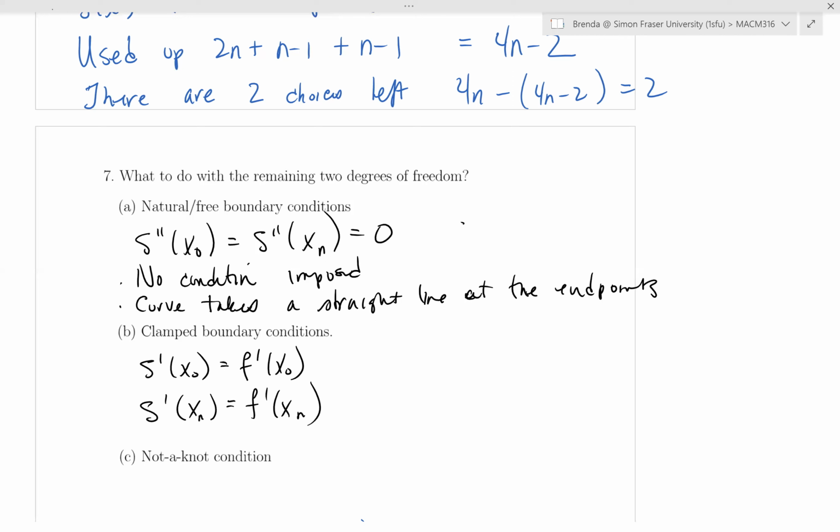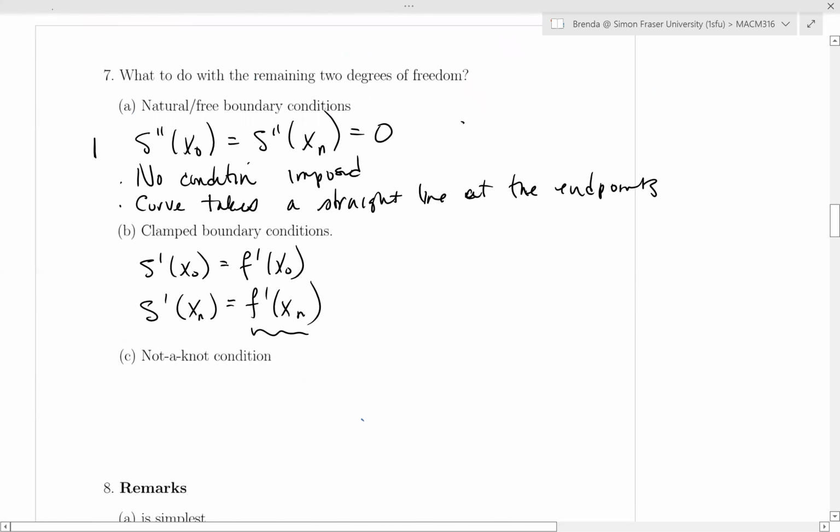Okay, that forces this line to take a specific direction at the endpoint. This is not as useful a choice in the sense that you now need to know the derivative at your interpolating points. You may not know that, right? So that's a bit of a bummer. This one is easier. Okay, so that's the next possibility.